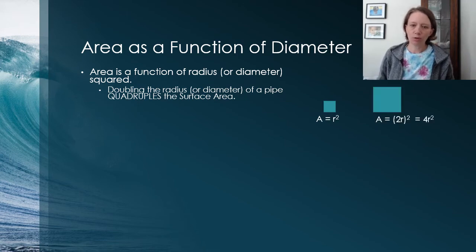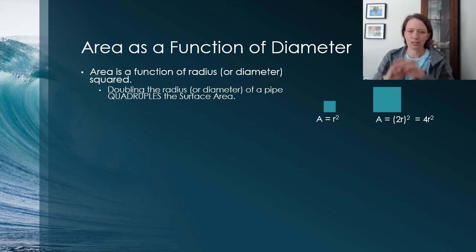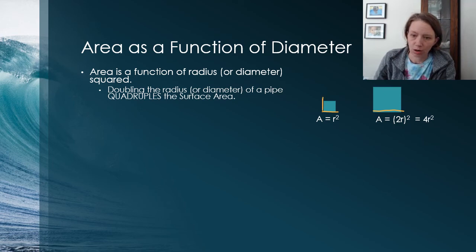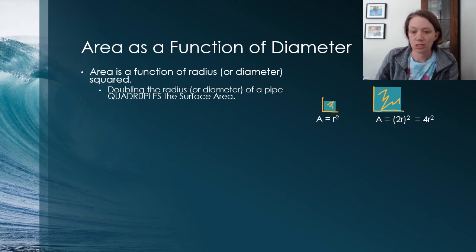So when you double the radius of a pipe of any type, whether it's circular, square, whatever the cross-sectional area is, you're actually quadrupling the area. You can see that in these rectangles that I've drawn, right? So this is R, and this is 2R. If I wanted to know the area of these pipes, this would be R times R, which is R squared, and this is 2R times 2R, which is 4R squared. So this area here is 4 times as big as this area, even though we just doubled the radius.